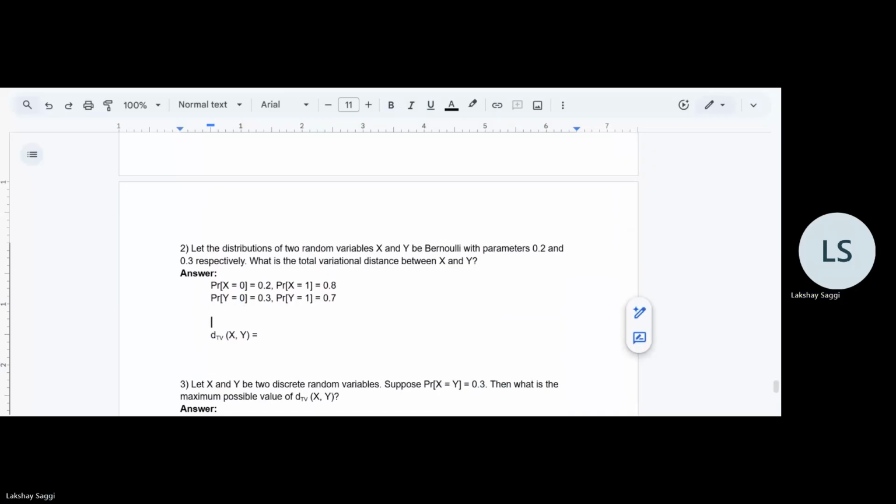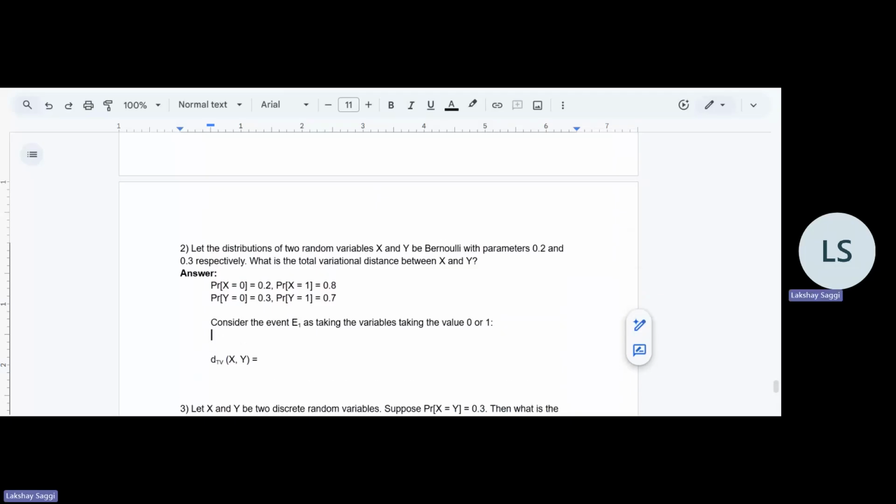So consider the event E1, taking the value 0 or 1. And then note that the probability of E1 with respect to the variable x.